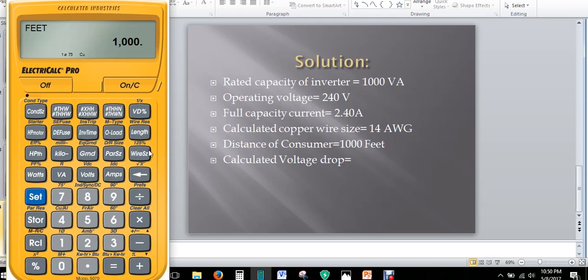Now if we click the wire size, we can get the wire size of the copper as 10 CU and 10 HW of CU, and if we calculate the voltage drop, we'll get 6 volt. That is 6.0 volt. If we click again, we will get it in percentage, that is 2.5 percent. So in this way we can calculate the copper size and the voltage drop of this sort of renewable energy source installation feeding the consumers.